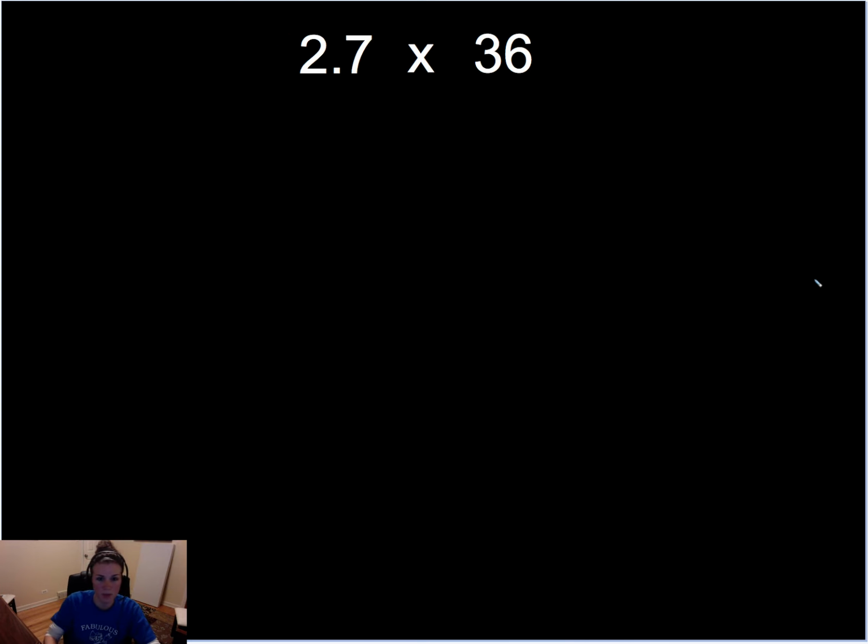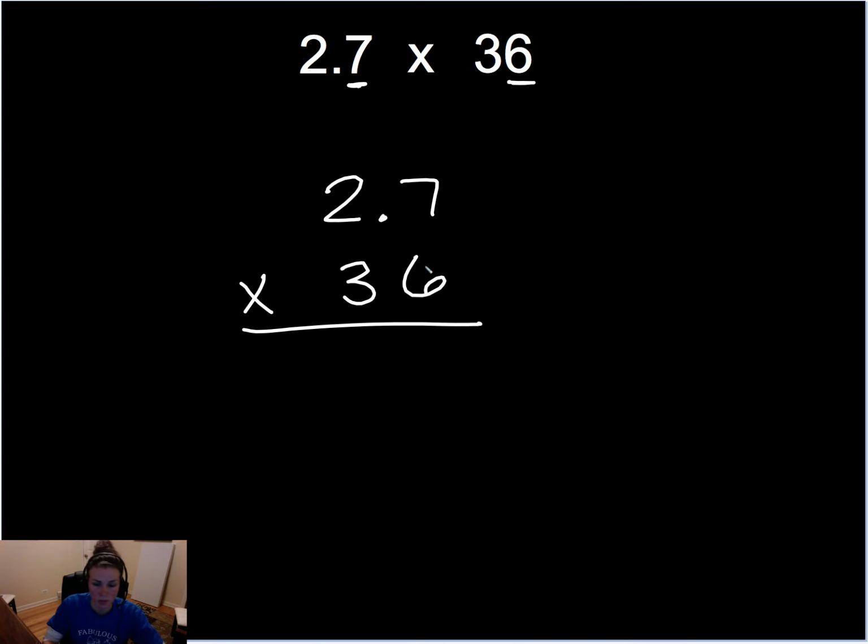In the next example, we have 2 and 7 tenths times 36. Notice the last digit here is the 7, and the last digit here is the 6. So that's what I need to make sure that I line up. So again, when I multiply, I start in the ones. 6 times 7 is 42. I write the 2, and because there's a digit here, I'm going to carry the 4.